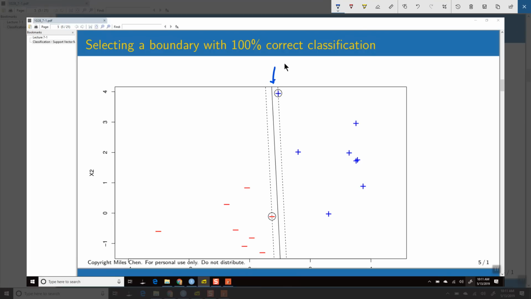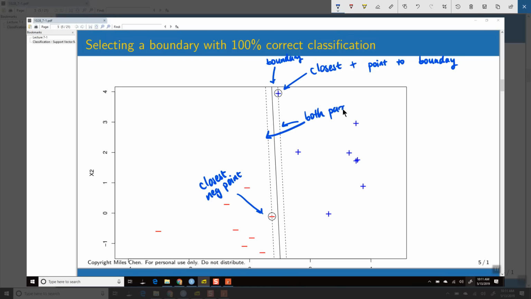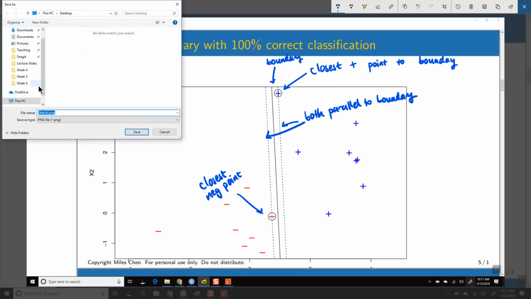So the middle line is the boundary, and then this is the closest positive point to the boundary, and this is the closest negative point. And then these dotted lines are both parallel to the boundary. They don't have to be equidistant.